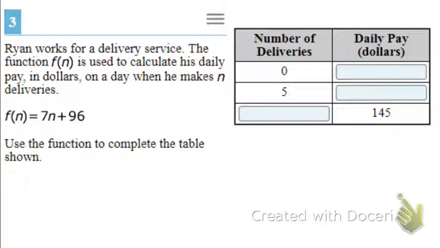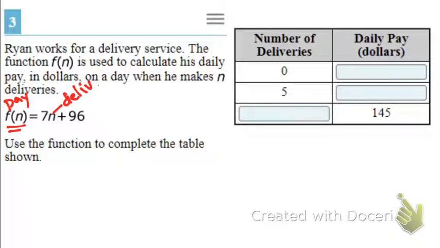Here it says Ryan works for a delivery service. The function f of n is used to calculate his daily pay in dollars. So f of n is the daily pay when he makes n deliveries. So n is the number of deliveries.